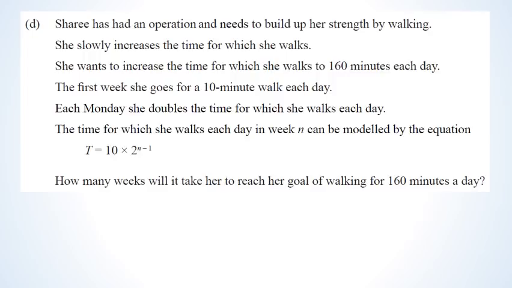Okay, so in this question, we have this particular equation here. T equals 10 times 2 to the n minus 1. Now, n is the number of weeks, or in week n, can be modeled. T is the number of minutes she walks per day. So all we're trying to figure out in this question is what n is for her to reach a goal of walking 160 minutes a day. So t is equal to 160.